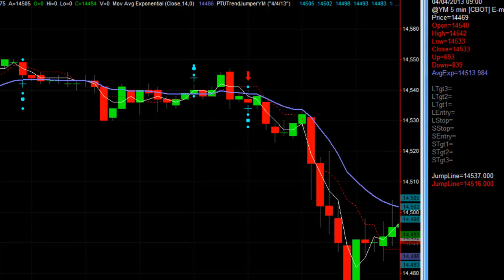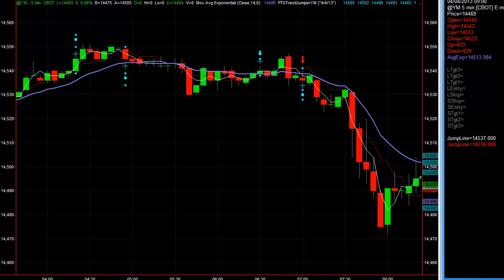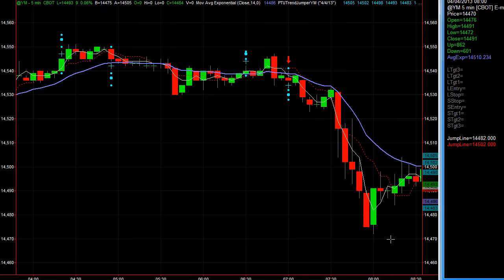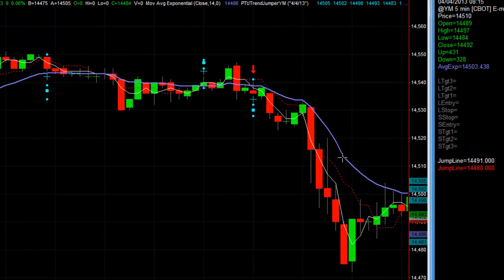This session actually takes a little bit longer for a trade to set up. It looks like we're going to get a setup here, but we don't, and the reason why is because of the 14 EMA. The 14 EMA actually acts as a filter. We never trade against it.